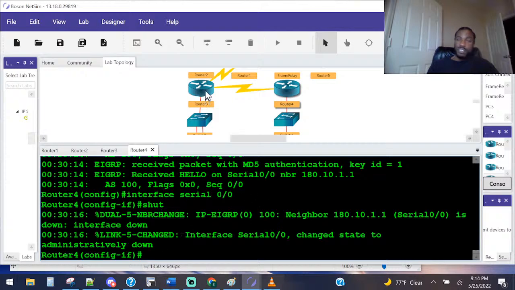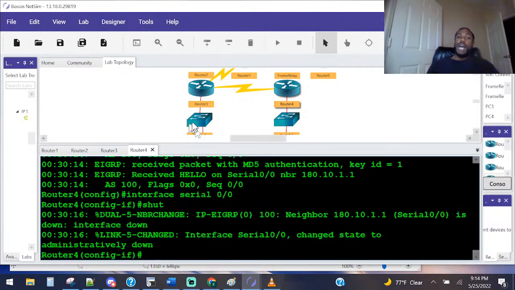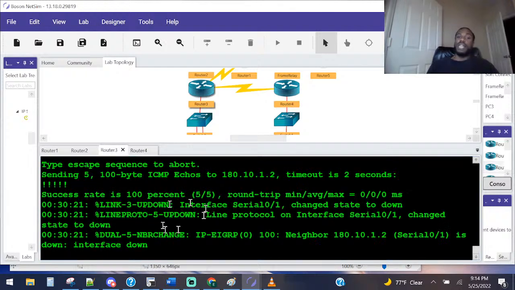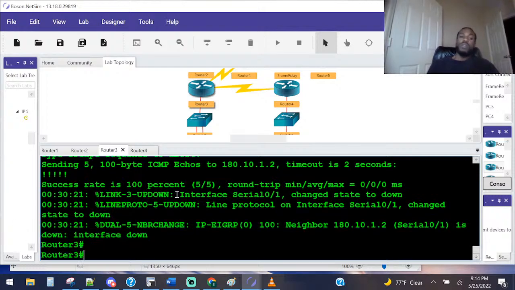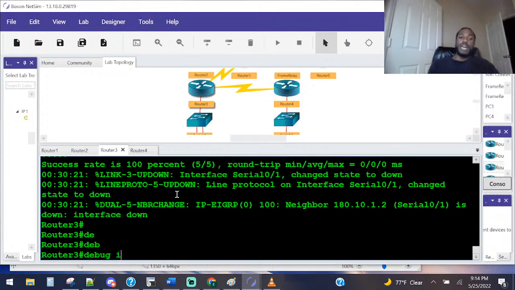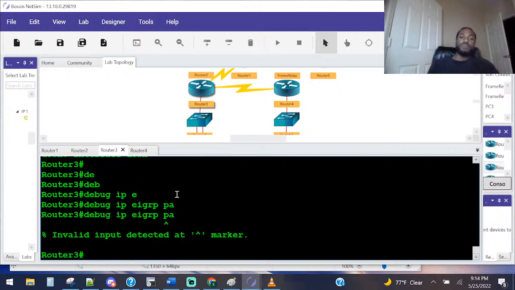Okay, we said to turn it on. So we're not sending and receiving hello messages. That's probably why. I would have thought we would have had to turn on debugging on router 3 to see all of that, but we did see this syslog message. Let's turn on debugging on the other side.